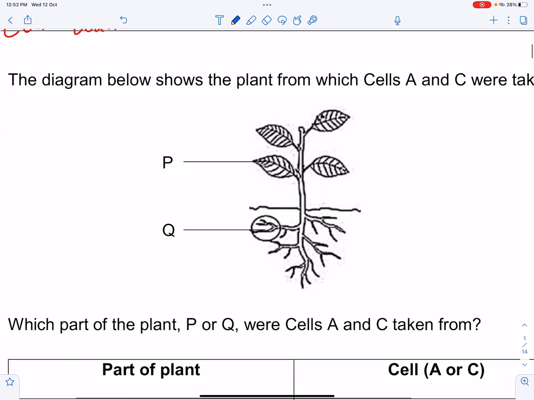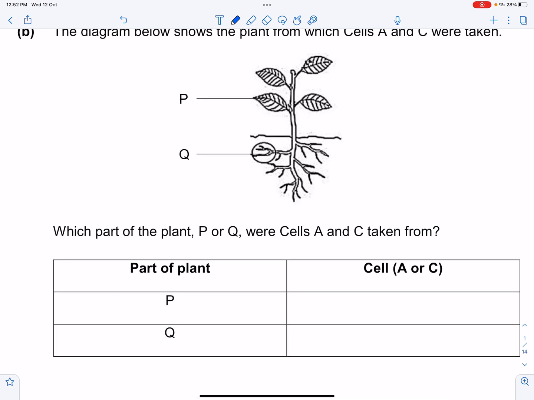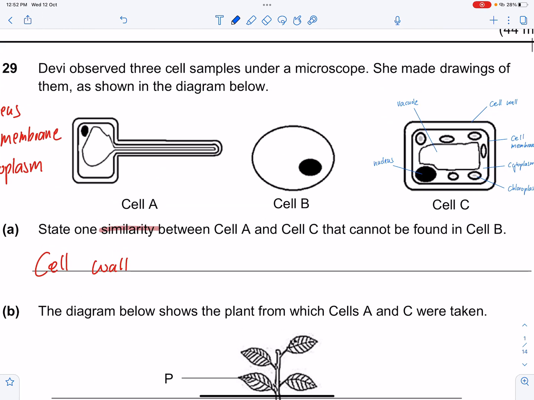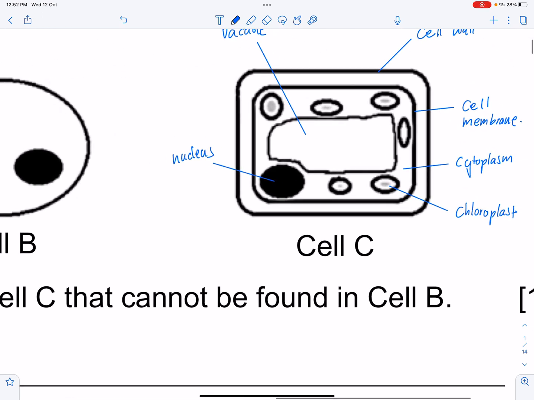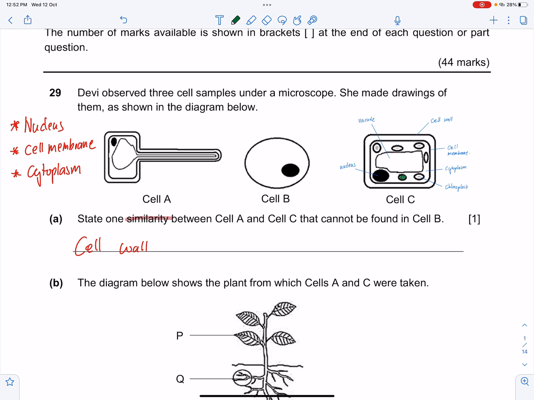Next, the diagram below shows the plant from which cells A and C were taken. Which part of the plant, P or Q, were cells A and C taken from? So let's take a look at A and C. What is the main difference? So the main difference would be that your C actually has this circular item. So this is known as your chloroplast. So there are parts of your plants that would not have chloroplast for sure.